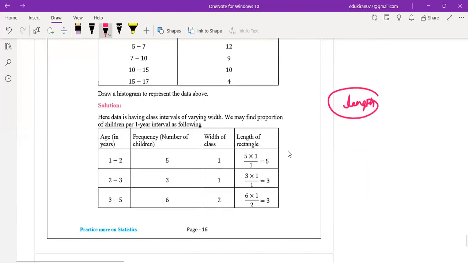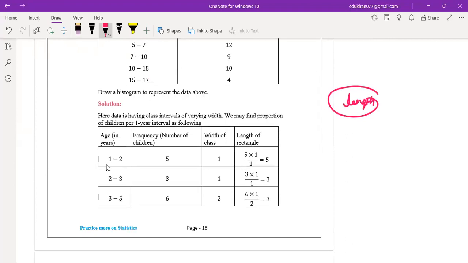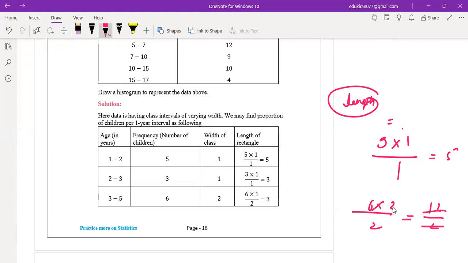The gap is increasing. So what you have to do is, what is the gap? You have to find the length. What will this be? It will be frequency multiplied by the gap. How much gap? 1 divided by 1. Right? So you got 5. Second one, for example, let's just take this one. So 6 multiplied by width will be 2 because the gap is 2. So divided by 2. So you got 12 upon 2. Sorry, it will be 1 only. So 6. So you got 3. Right?